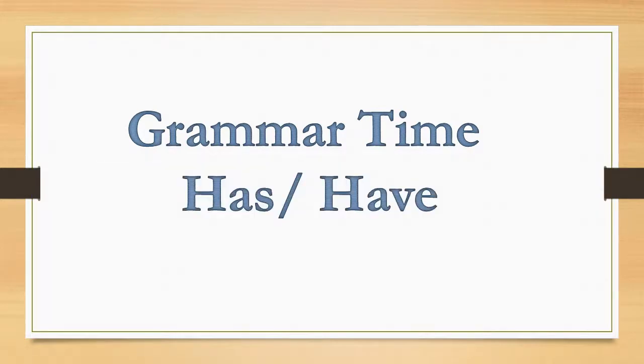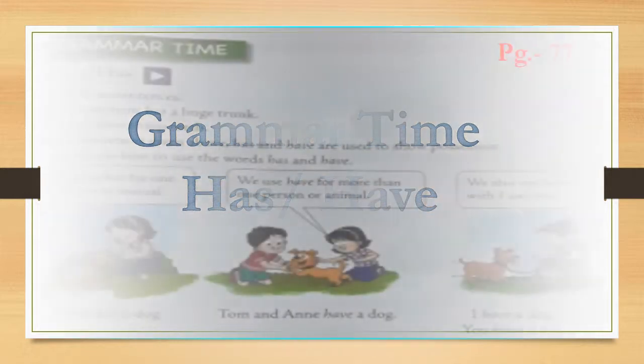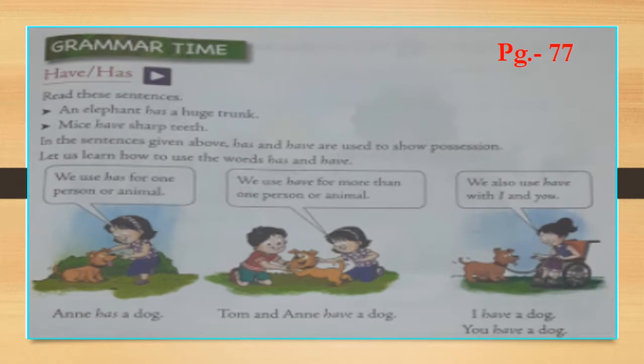Children, let's do grammar time, has, have. Children, let's see page number 77. Let's learn has, have. Read these sentences. An elephant has a huge trunk. Mice have sharp teeth. So children, in the sentences given above, has and have are used to show possession.